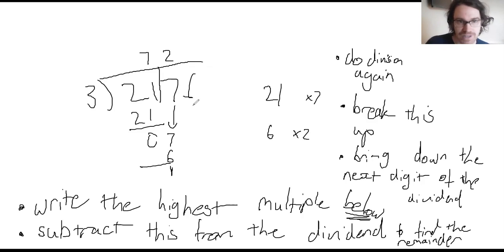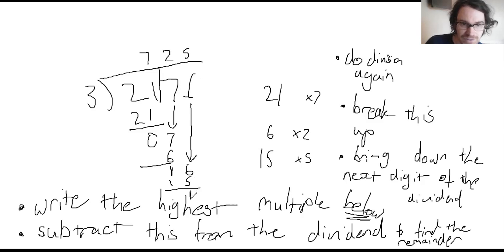Okay, now we have another digit to bring down. So it's going to go all the way down to here, and we're going to combine it with the 1 to get 16. So we're going to do division again. 16 divided by 3. Well, 3 times 5 is 15. Put that 15 here, 5 here. We have a remainder of 1. So we have 2,176 divided by 3 is a number up here, 725, with the remainder of 1.